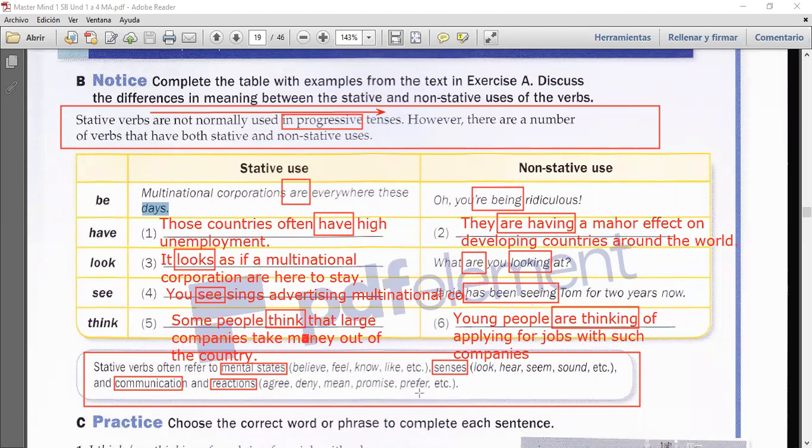Maybe you have grammar books. In your grammar books, there are these verbs divided in groups. You can look at the index at the end of the book, and there is the list of the stative verbs. If not, I will share with you a PDF. Okay. Now questions.